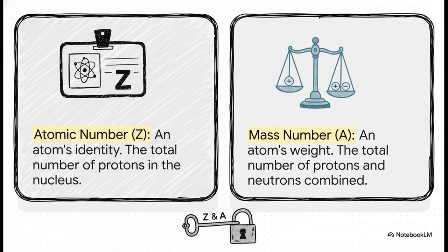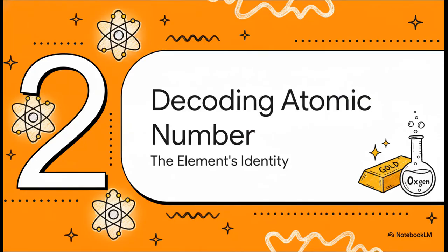The atomic number, which we call Z, and the mass number, which we call A. These two numbers are the keys to an atom's whole story. So let's start with the first one, Z. Okay, first up is the big one, the atomic number Z. And listen, this isn't just some number. This is the element's entire identity.